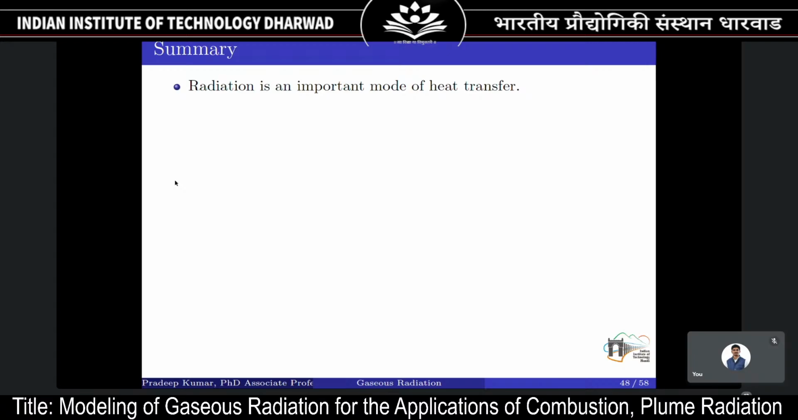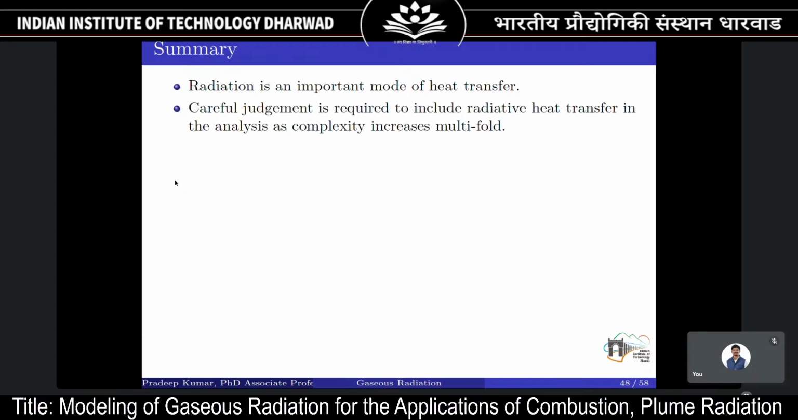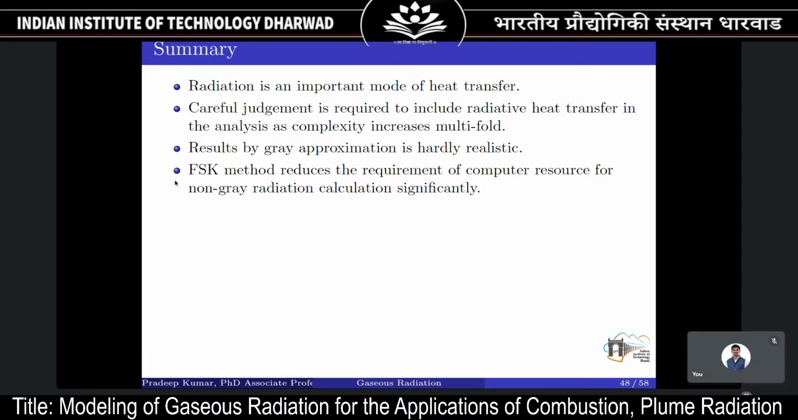So with that, I'm going to summarize this part of the presentation. Through this presentation, probably I'm successful in establishing that radiation is an important mode of heat transfer. But careful judgment is required to include radiation transfer in the analysis as complexity increases. Radiation by Gray approximation is hardly realistic. The FSK method significantly reduces the requirement of computer resources for the Gray radiation calculation.